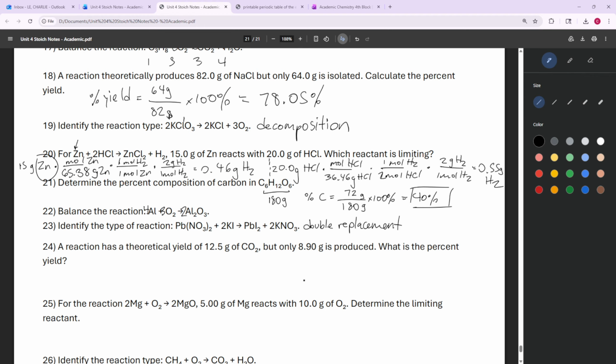Reaction has a theoretical yield of 12.5 grams of CO2, only 8.9 grams are produced, so percent yield is equal to 8.9 grams divided by 12.5 grams, what you actually got divided by what you were supposed to get. 8.9 divided by 12.5, expressed as a percentage, that is 71.2%.